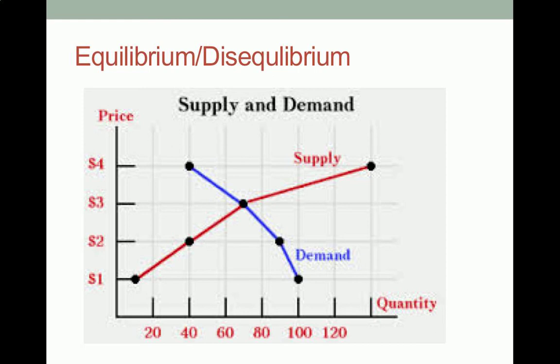So at any other price besides $3, this is disequilibrium. This point here is called equilibrium. The $3 is called the equilibrium price, and the 70 would be your equilibrium quantity. Once again, at that point, the market is cleared. It is the point where your supply and demand are equal.